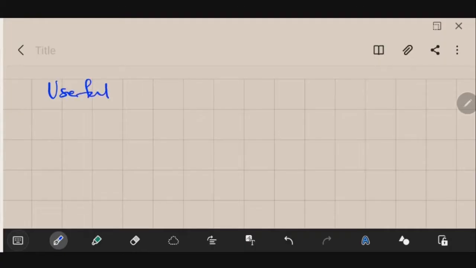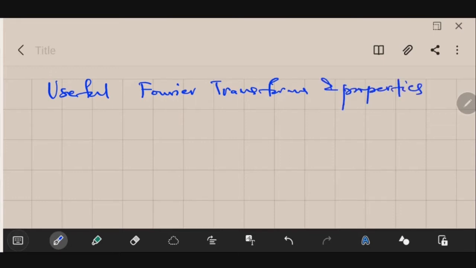So useful Fourier transforms and properties. There are a lot of properties of Fourier transform. However, we will be covering some of the most important properties. Okay. So the first one is obviously the linearity property.